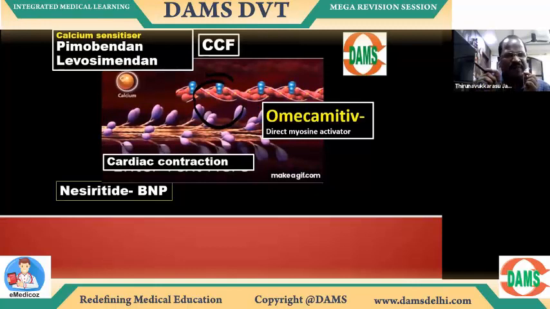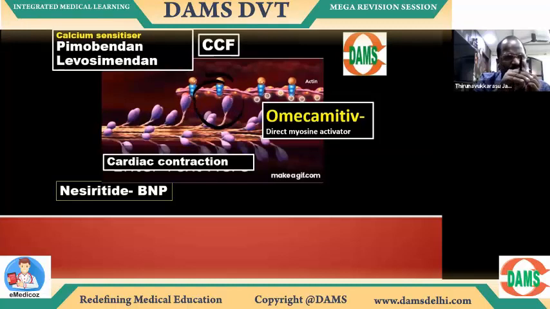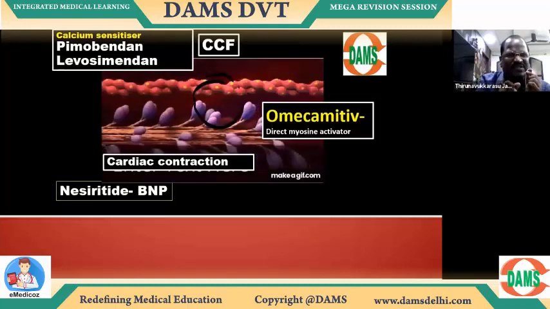natriuretic peptide. We have ANP and BNP. ANP stands for atrial natriuretic peptide and BNP stands for brain natriuretic peptide. Natri means sodium loss. Uresis means water loss. The peptides are vasodilators.